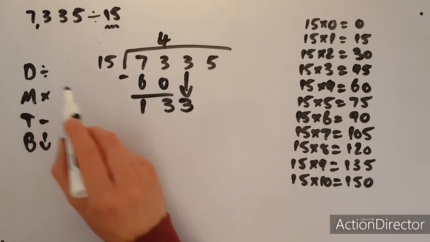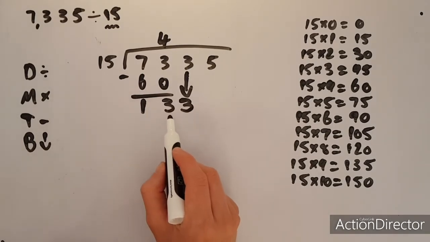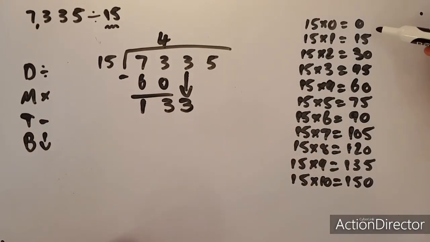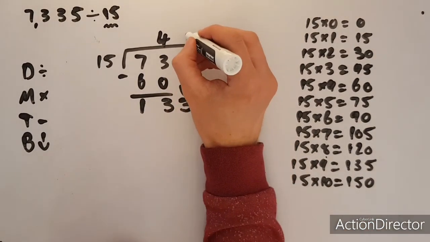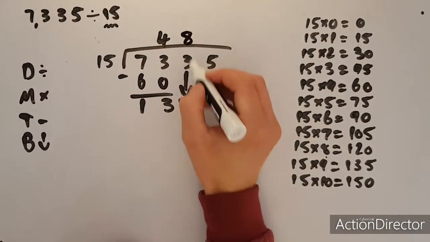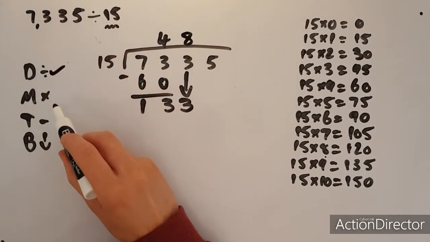So now I need to divide. How many times is 15 going into 133 exactly? So I'm going to go back to my multiples of 15, which is why this is very easy and quick to use. 0, 15, 30, 45, 60, 75, 90, 105, 120, 135. Well, 135 is greater than 133, so it must be 120. So 15 goes in 8 times exactly. So I'm going to put a number 8 above here, because that's the number that I brought down. That was the 3.